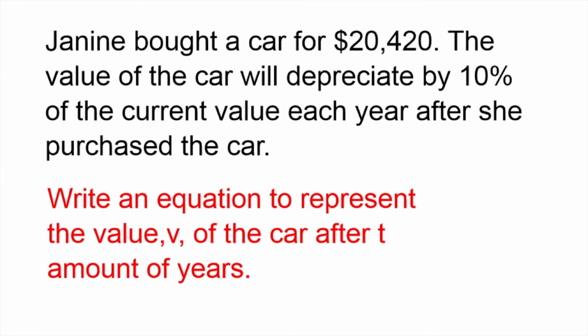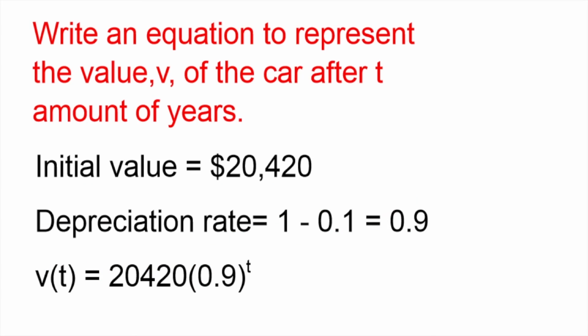So our A value for the equation is going to be the initial value of the car, which is $20,420. Since it depreciates by 10% of the current value, this is going to be our A value. The depreciation rate is going to be 0.9. Since it is decreasing by 10%, we have to subtract 0.1 from 1, which is going to equal 0.9. So our final equation is going to be V(t) is equal to 20,420 times 0.9 to the power of t.